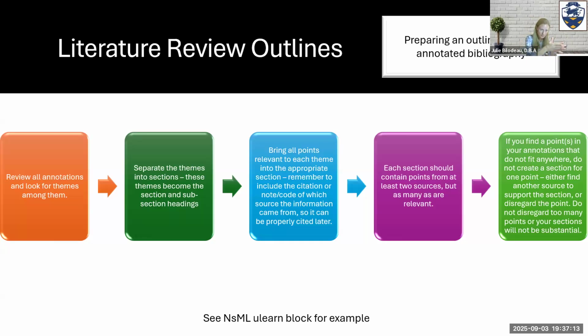So start with your annotations. You're going to look at them, look for themes. You're going to separate the themes into sections. These themes become the section and subsection headings. So this is how you're organizing your work. This kind of makes your outline.